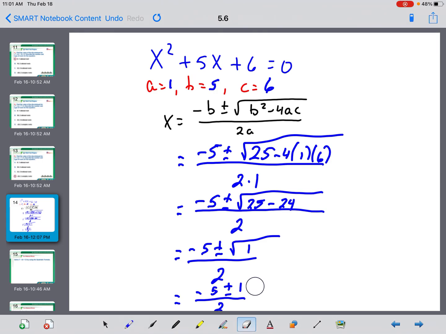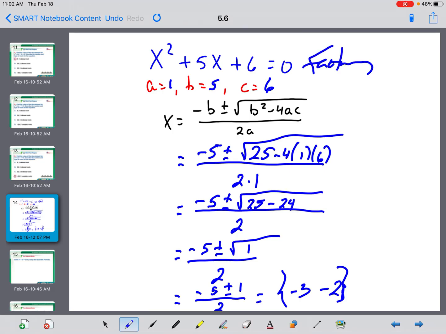Okay. Now look, you've got two things here. You've got -5 plus 1 and -5 minus 1. What is -5 plus 1? -4. Divided by 2, -2. What is -5 minus 1? -6. Divided by 2, -3. And so my solution set is -2, -3.